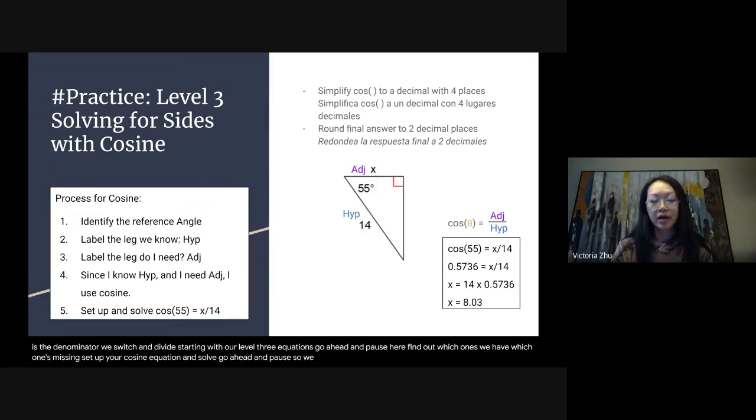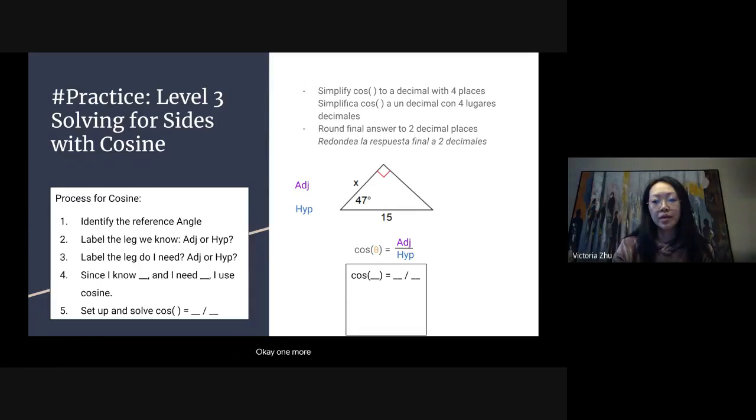And so we have our hypotenuse, but we don't know our adjacent, and so we need cosine. Cosine 55 is equal to x divided by 14. Those are coming from the picture. Cosine 55 in the calculator is about 0.5736. So all we need to do here is multiply by 14 on both sides, and x is equal to about 8.03.